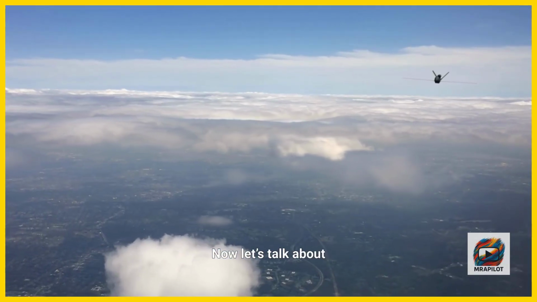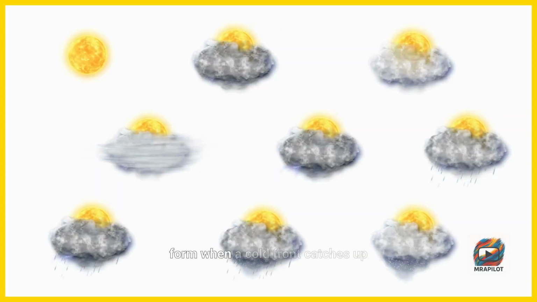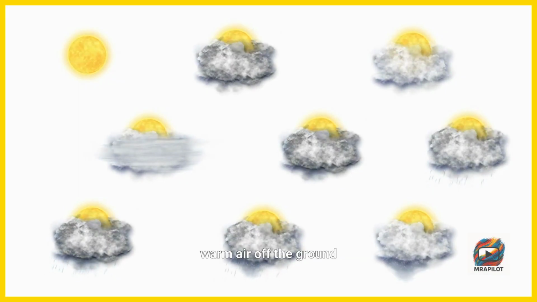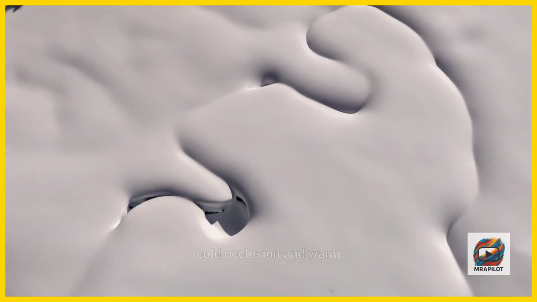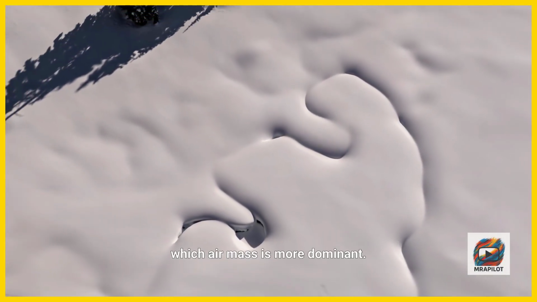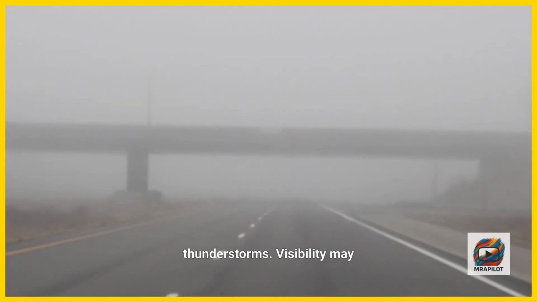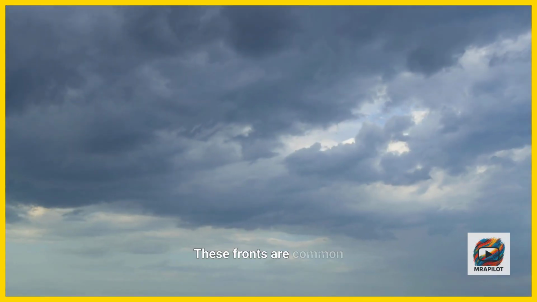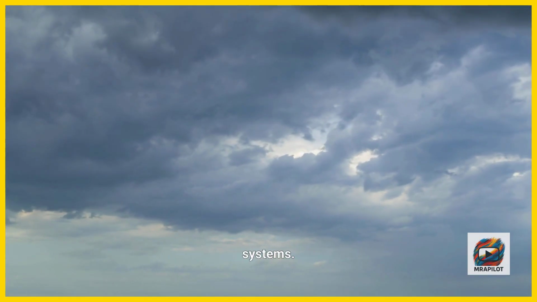Now let's talk about occluded fronts. These form when a cold front catches up to a warm front, lifting the warm air off the ground entirely. There are 2 types, cold occlusion and warm occlusion, depending on which air mass is more dominant. Occluded fronts usually bring a mix of weather from both warm and cold fronts, clouds, precipitation, and sometimes embedded thunderstorms. Visibility may drop quickly, and conditions often change rapidly. These fronts are common in mature low-pressure systems.